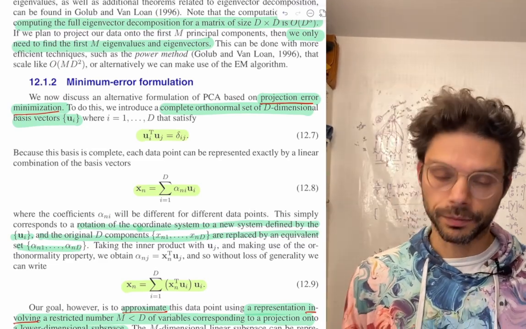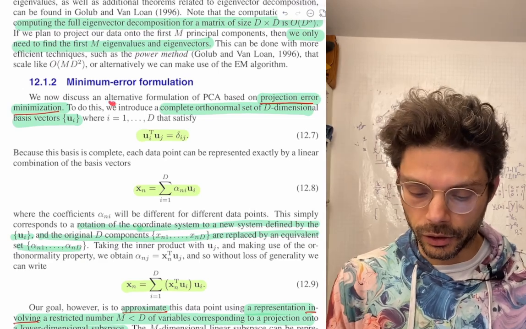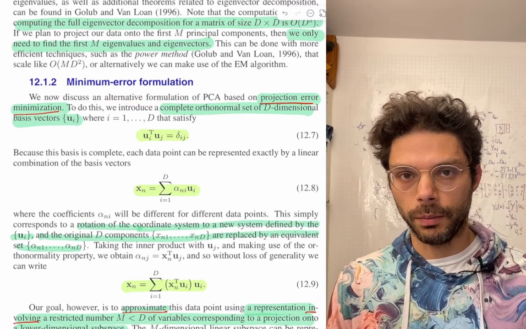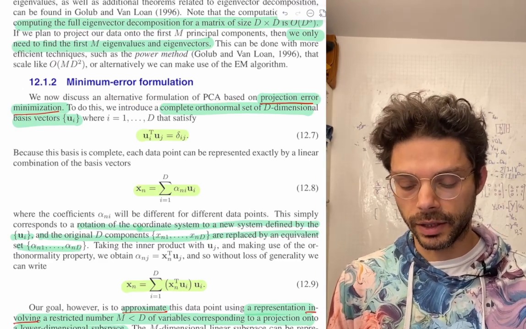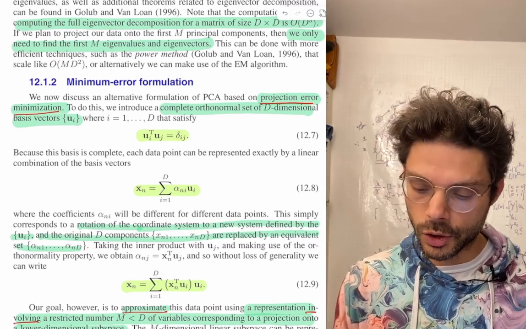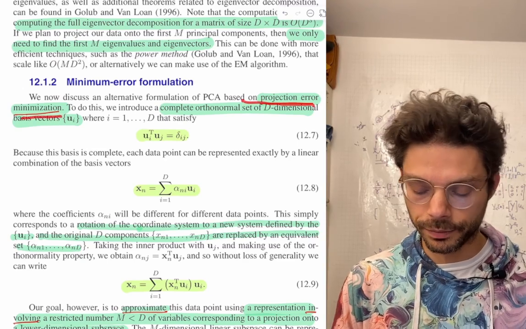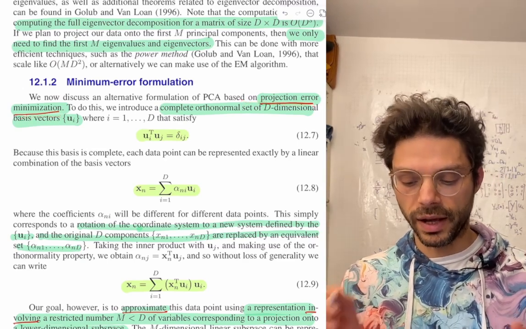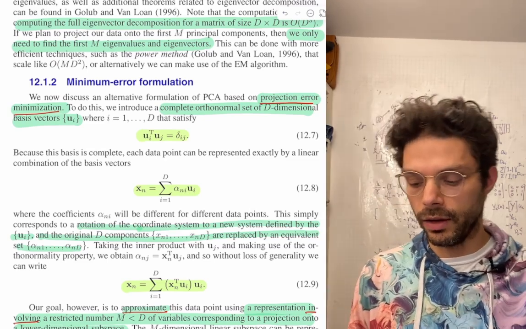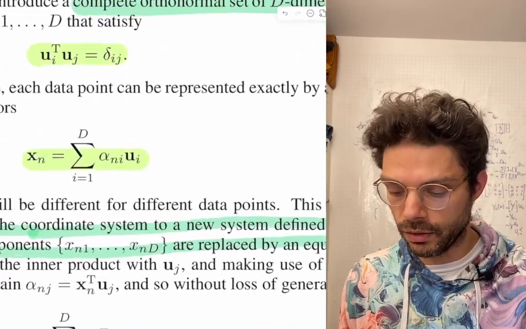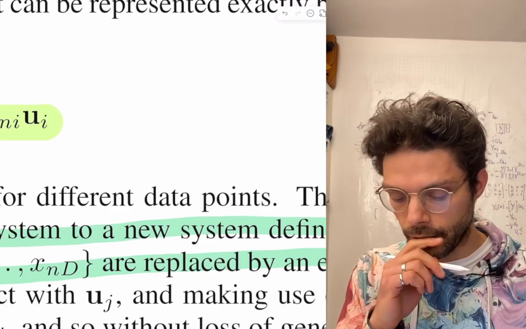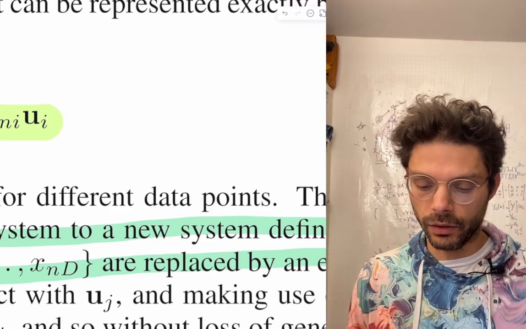Okay, so we now discuss an alternative formulation of PCA. And this is where you think, okay, maybe this is going to give the same answer. That's the implication. But this one gives a broader set of answers based on projection error minimization. So what's that going to mean? Let me give you the picture of it before we get into it. Let me zoom in so we have a little bit of space. And we'll first do it in 2D.